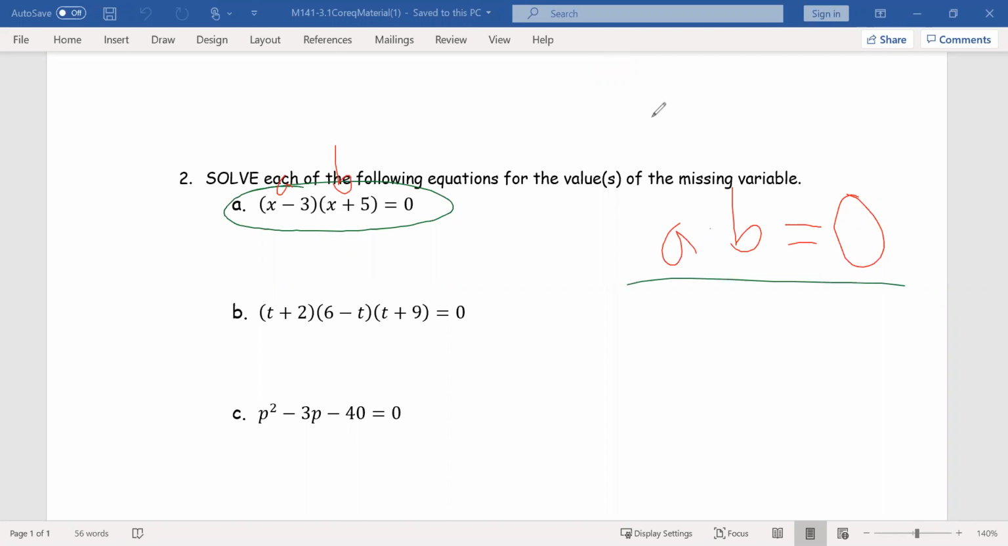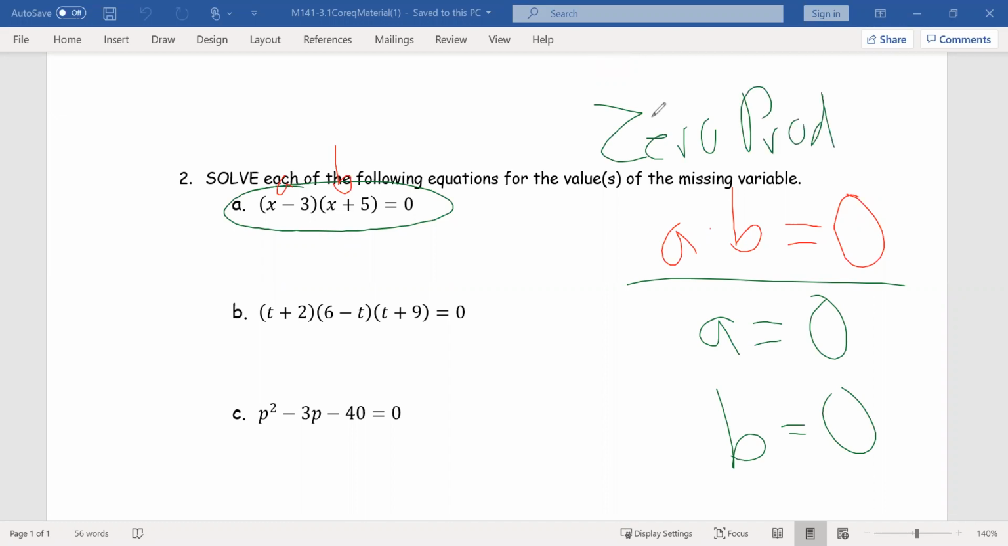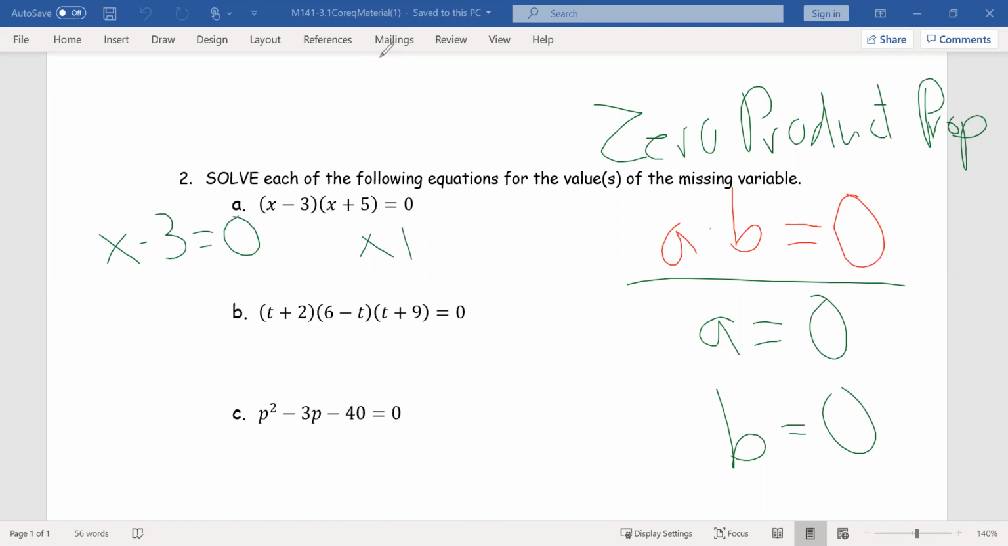If we're given a times b equals 0, it means that either a equals 0 or b equals 0. This is something called the zero product property. If you have two things multiplied to be equal to 0, either the first thing is 0 or the second thing is 0, or both things could be 0. That's a possibility too. So for our equation, because we have x minus 3 times x plus 5 equals 0, either x minus 3 equals 0, or x plus 5 equals 0.